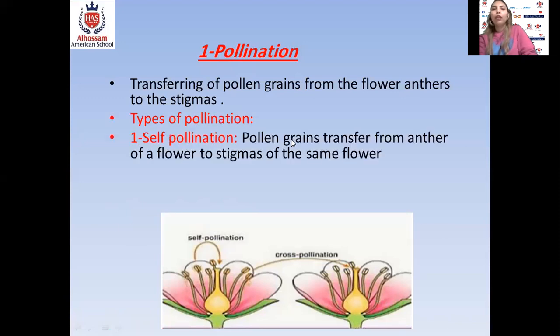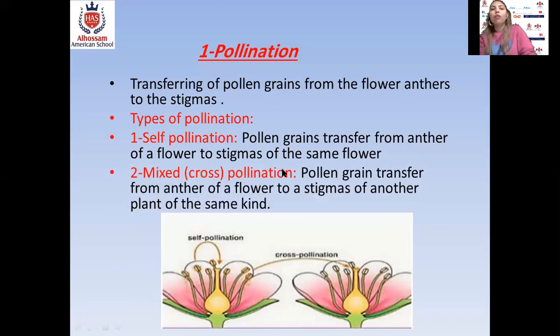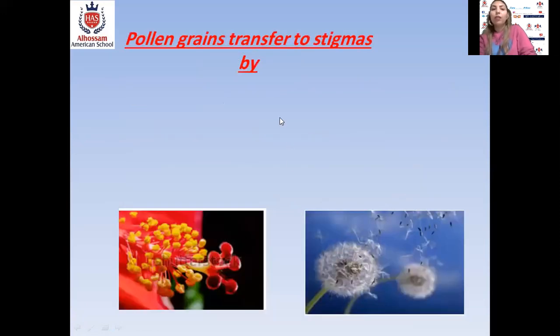And the types of pollination, as we said: self-pollination, when pollen grains transfer from the anther of a flower to the stigma of the same flower, and mixed or cross-pollination, when pollen grains transfer from the anther of a flower to the stigma of another plant of the same kind, it must be the same kind.